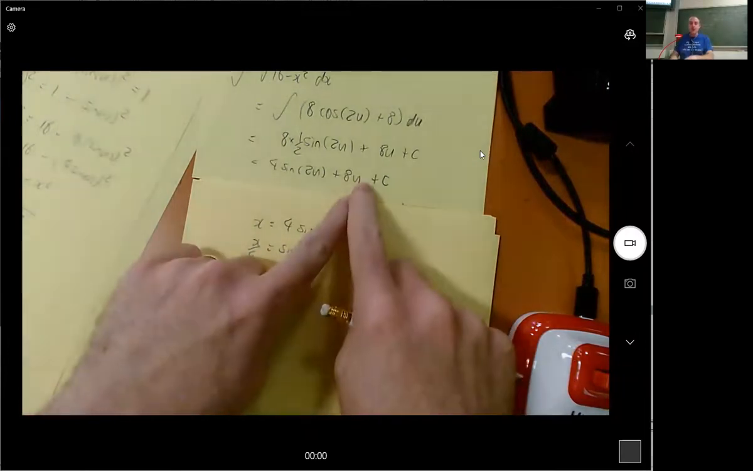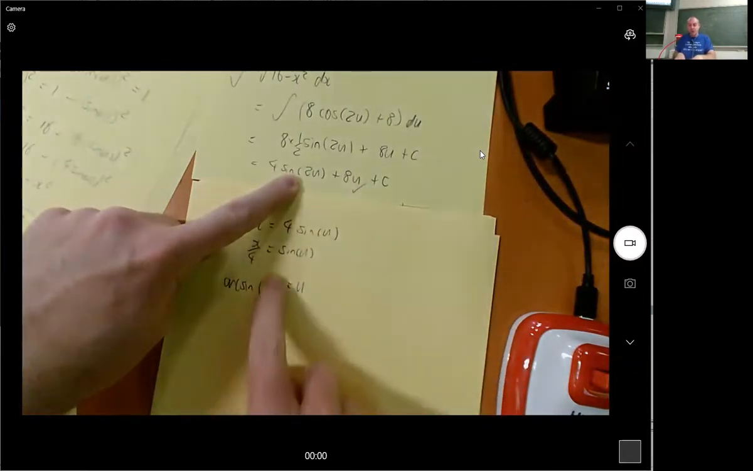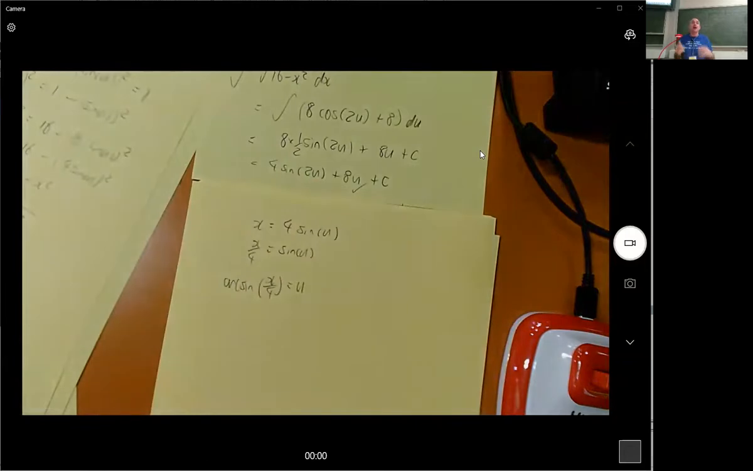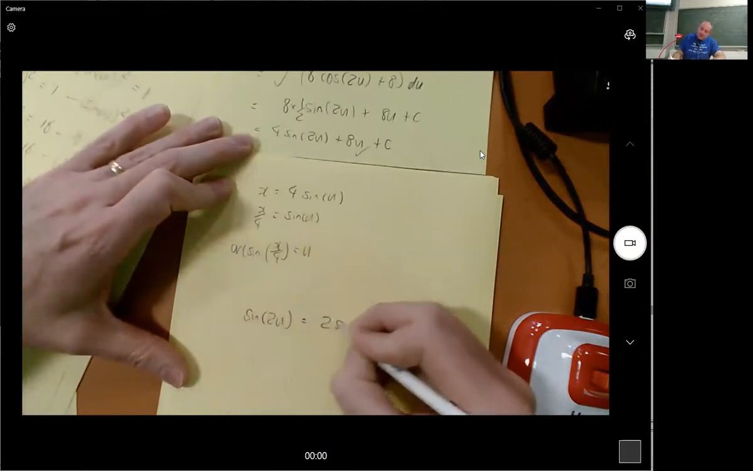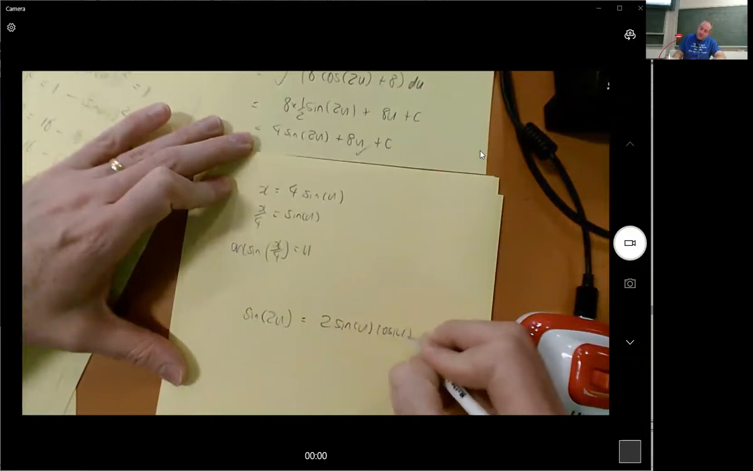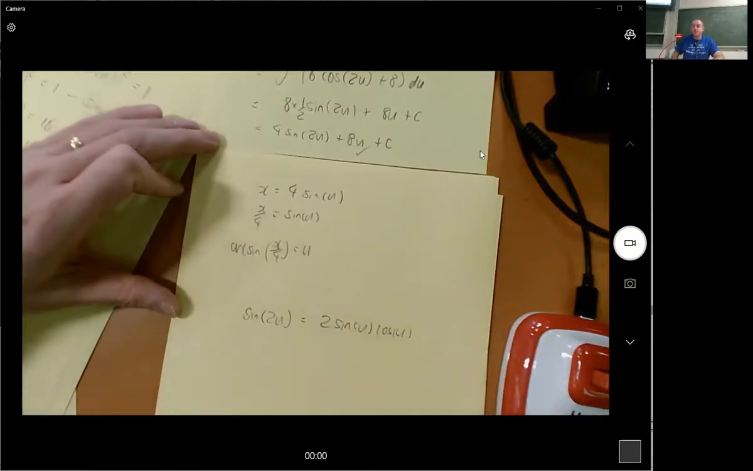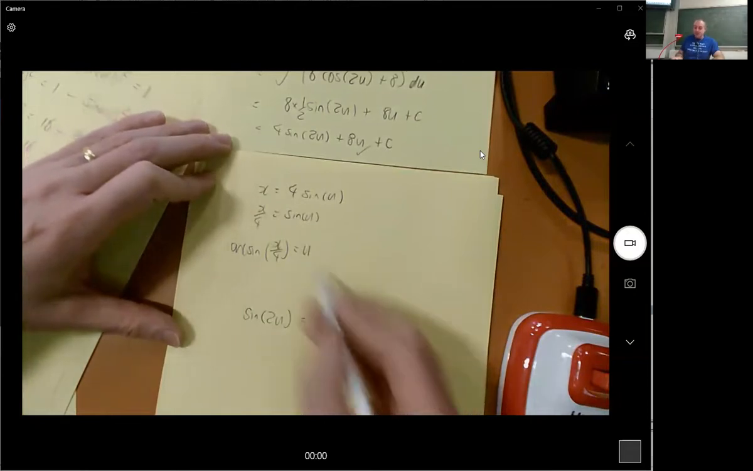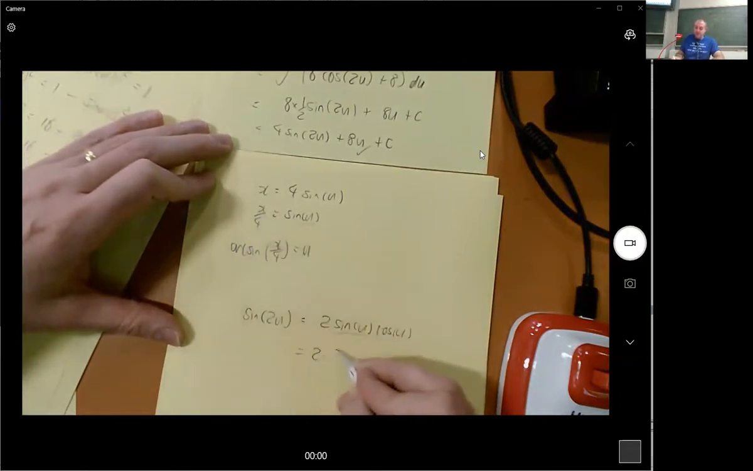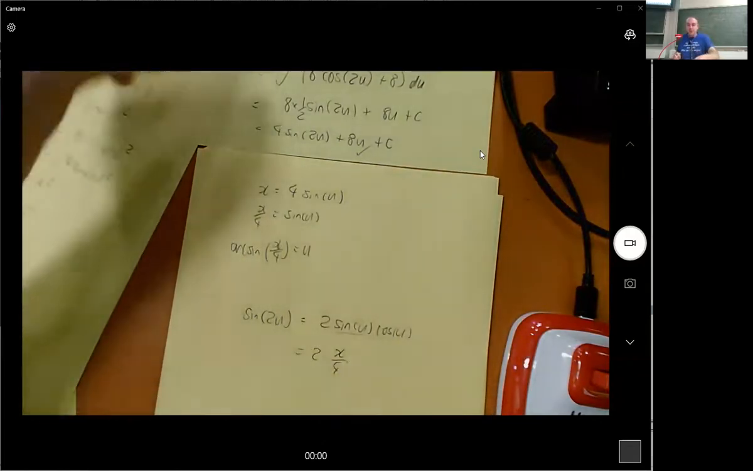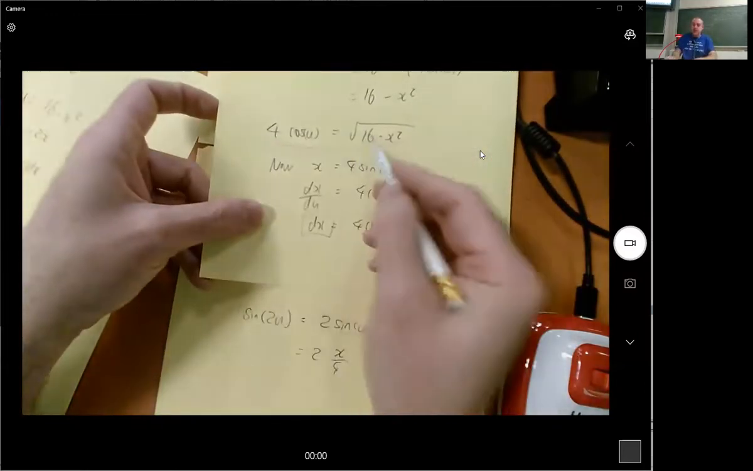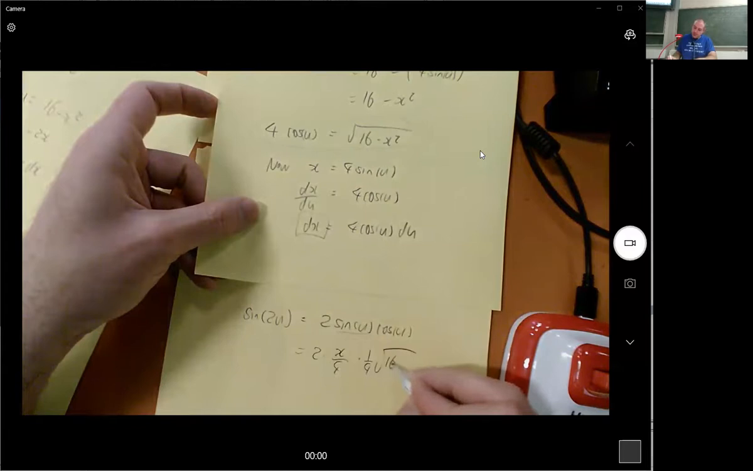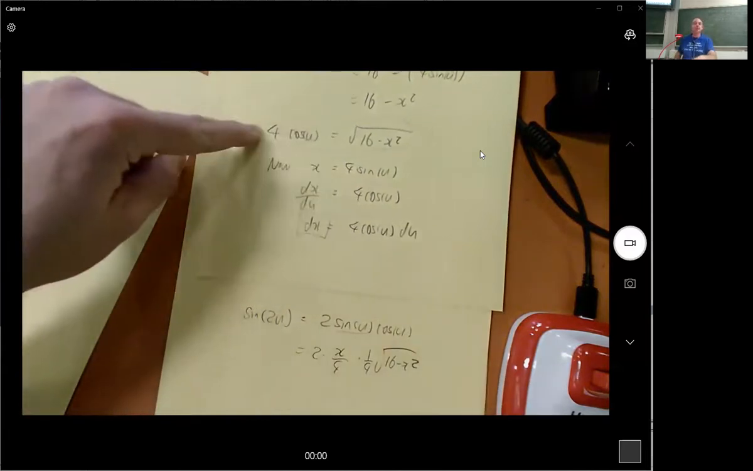All right, so it deals with that u, but I do not like the idea of putting 2 arc sine of x on 4 in this spot and then doing sine of that. It's like, what? That's okay. Trig identities to the rescue. Sine of 2u is 2 sine u cos u. And I just wrote down what sine u was. It's x on 4. And earlier I wrote down what cos u was. It was, here it is, 1/4 of the square root of 16 minus x squared. It's just there.